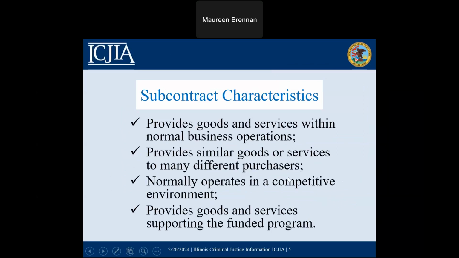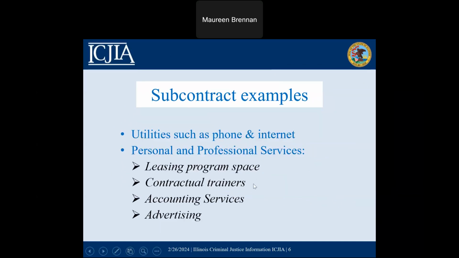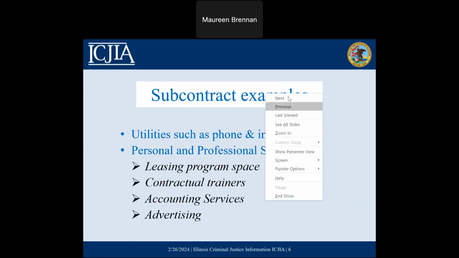So here are some characteristics of a subcontract. A subcontract provides goods and services within normal business operations. It provides similar goods or services to many different purchasers. It normally operates in a competitive environment, and it provides those goods and services supporting the funded program. Common examples of subcontracts are utilities, such as the phone and the internet, and personal and professional services contracts, like the lease for your program staff, contractual trainers that you may bring in, the accounting service that you may hire, or advertising that you may do for your program.